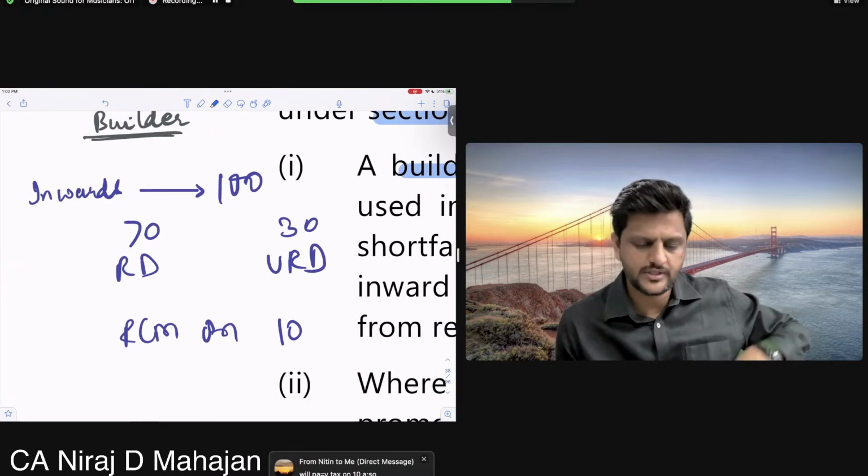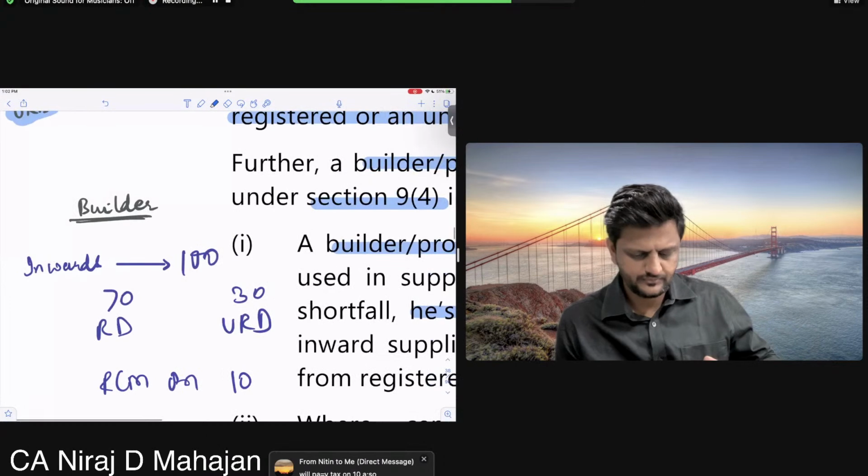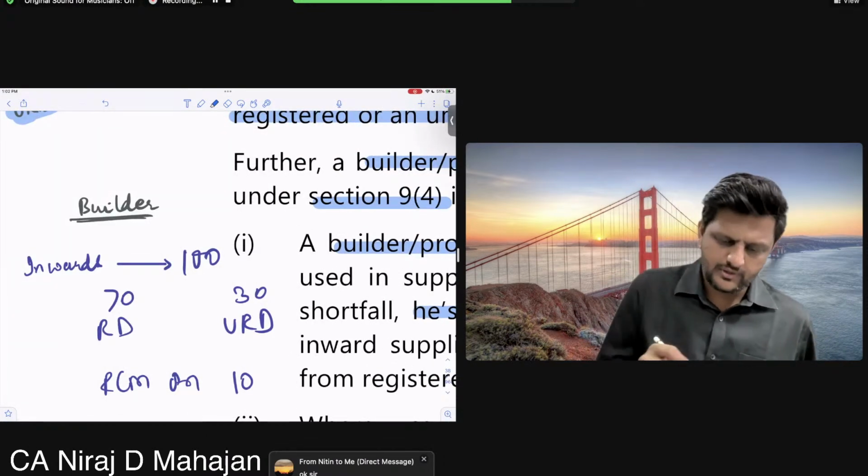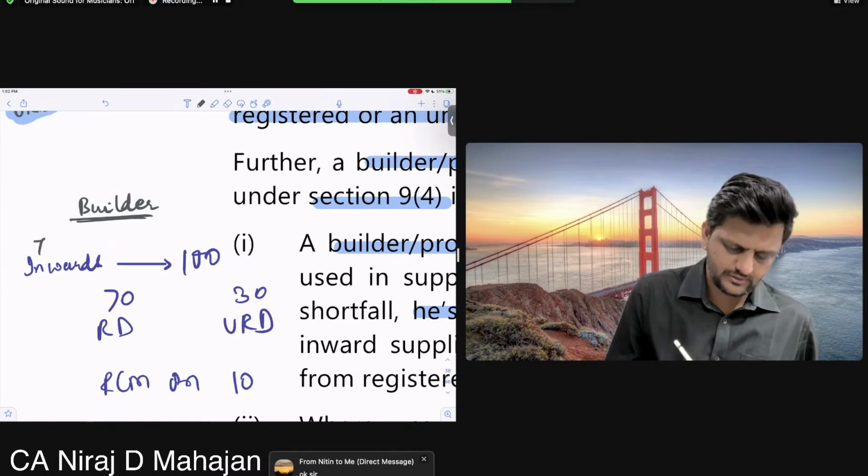Yes. Write down this example. Chalo. Builder total inwards. Inwards means inputs.